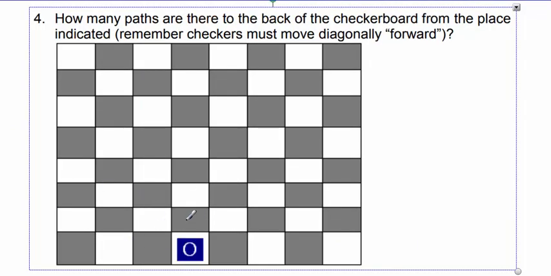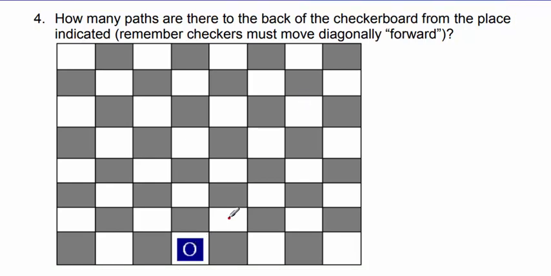Very similar is the last question here. This is my starting point, and I'm trying to get to the end of the checkerboard. If we know how checkers are played, checkers can only move diagonally, quote unquote, forward. So from here, I could go to this spot. I can go to this spot. There's one way to each of those corners. There are 2 ways then that would allow me to get here.